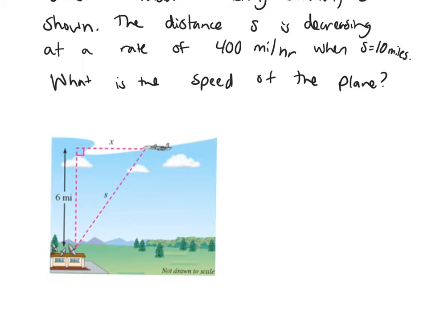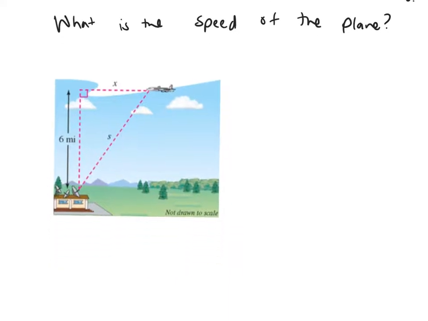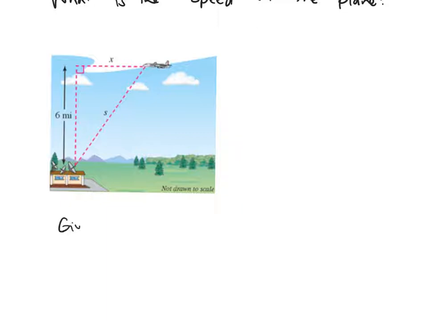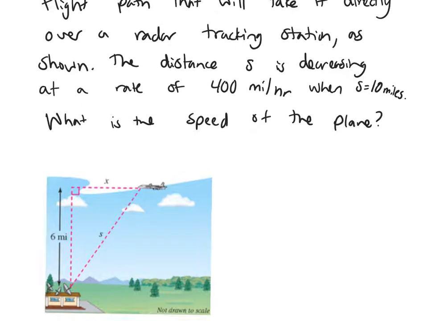So here's my picture that I'm given in this problem. There's my plane, there's my radar station, and I have my label S and my label X. So remember what we do with these problems is we write down what we're given. So what are we given here in this problem? Which rate? If I look back, I'm given S, the distance S is decreasing. S is decreasing at a rate of 400 miles an hour when S equals 10.